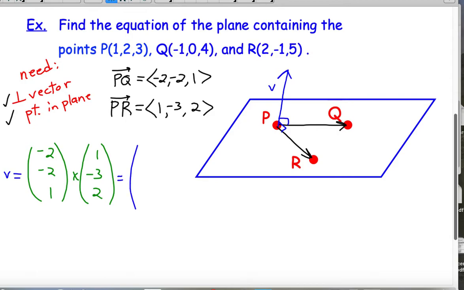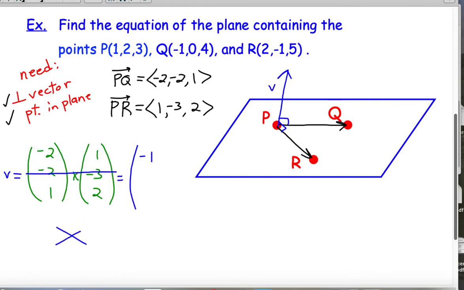All right, so we hide the x. Let me show you how I'm doing this. It's hard to do it without you seeing the visual. There we go. So I'll hide the x components, and then I'm going to do -2 times 2 minus 1 times -3. So that's going to be -4 minus a -3. So -4 plus 3, which is -1.